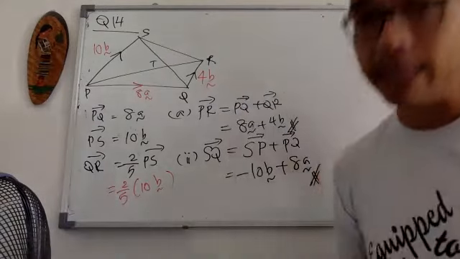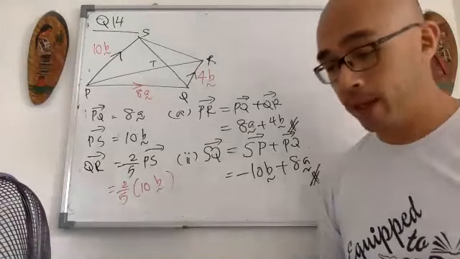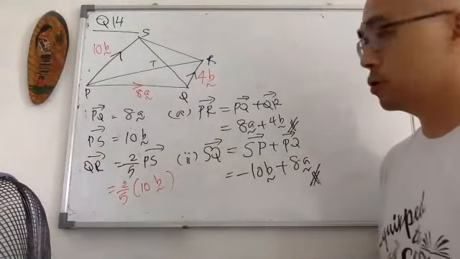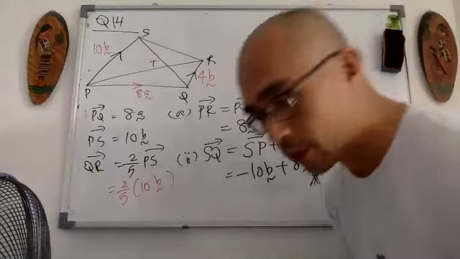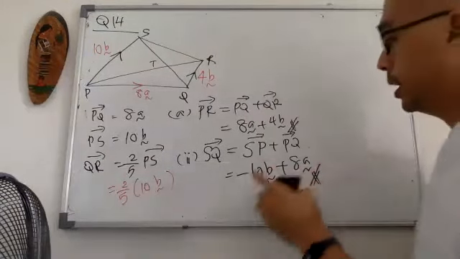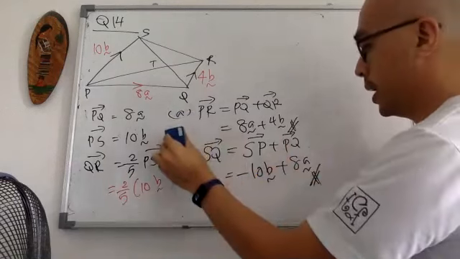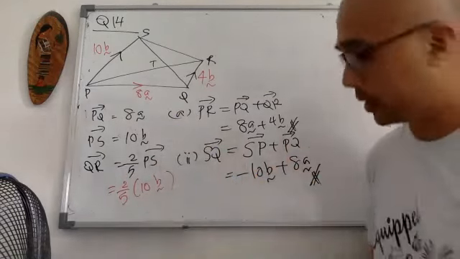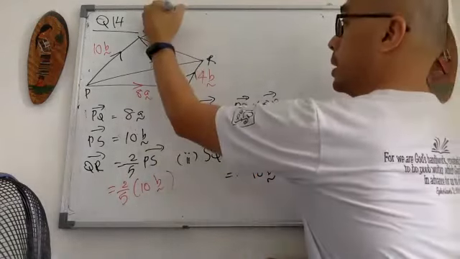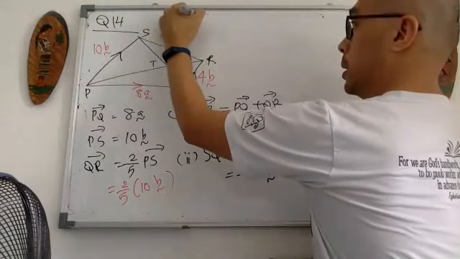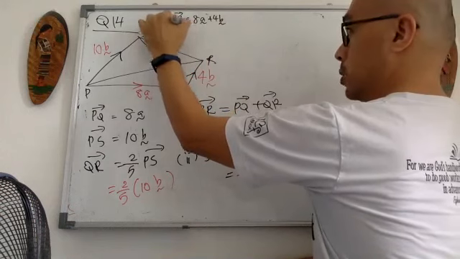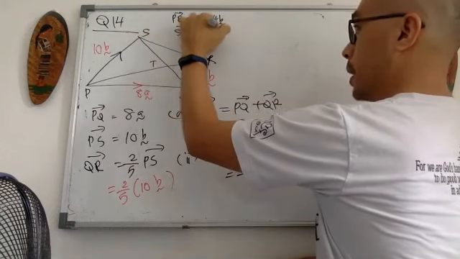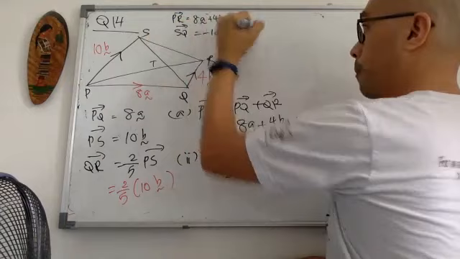Okay, but question B is the one where it gets very interesting. So I'm going to wrap this off because question B is going to take up quite a bit of space. So, 8A plus 4B, and hold on, let me write it out. ER is 8A plus 4B, and SQ is negative 10B plus 8A.